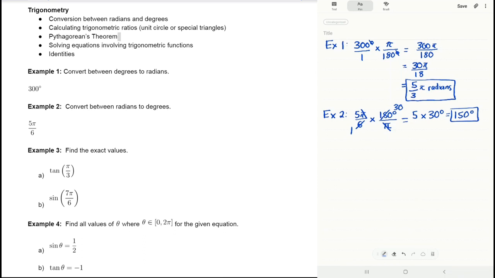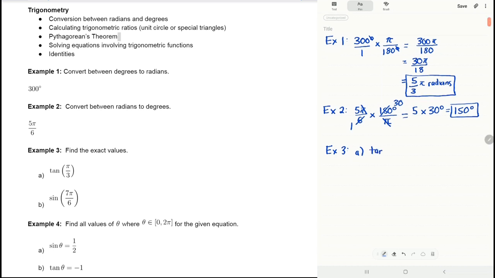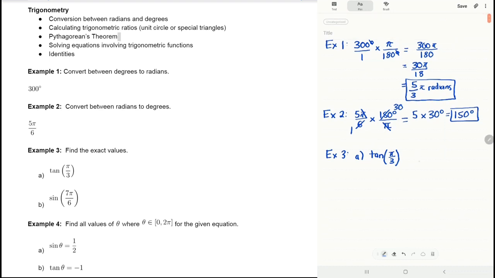In the third example, we're going to look at finding the exact values for certain trig ratios. So in example 3, we have the tangent of pi over 3. So here you can use either the unit circle or special triangles to calculate the exact value. So I like to use the special triangles. So let's have a look at the special triangle, which involves the angle of pi over 3.